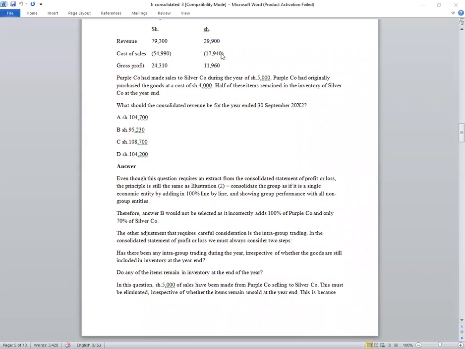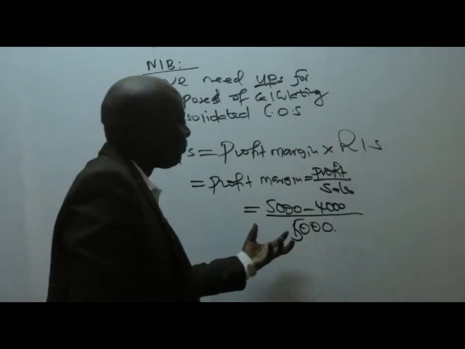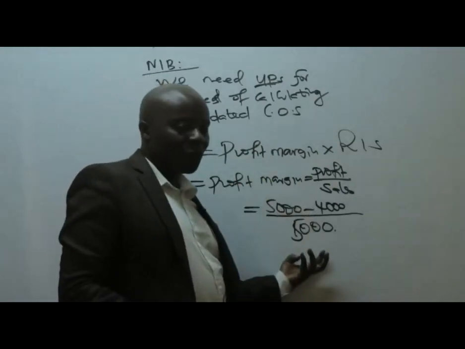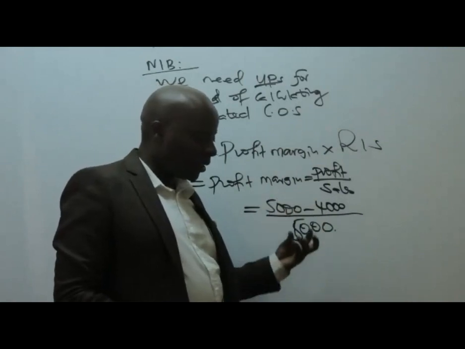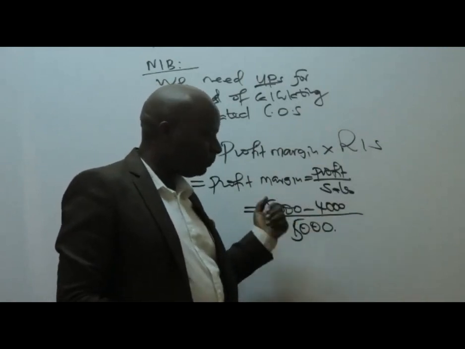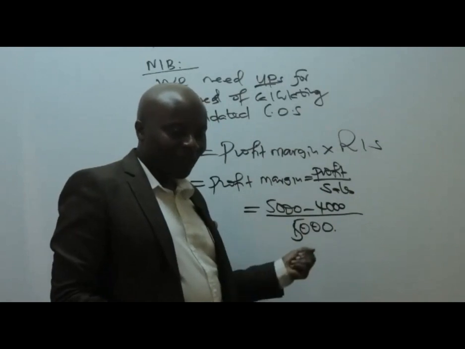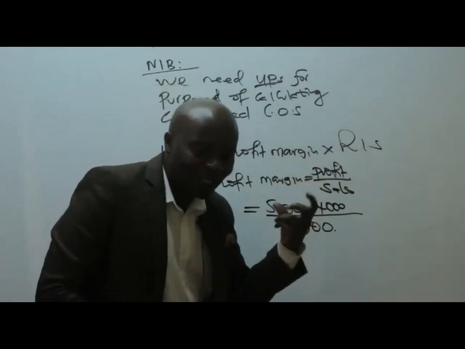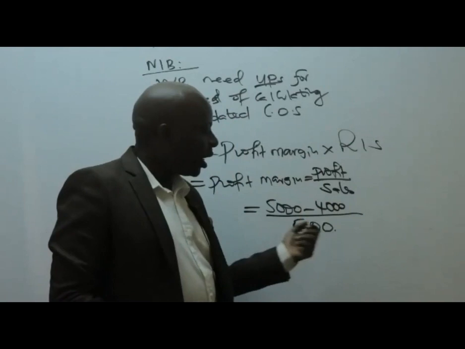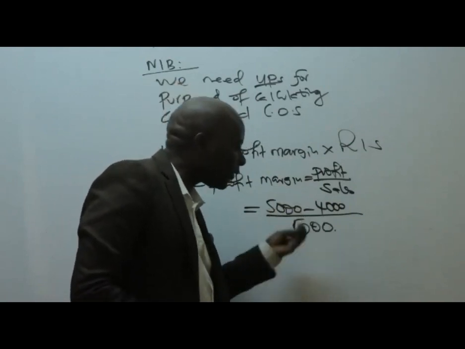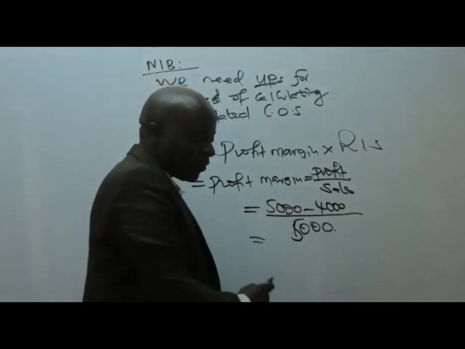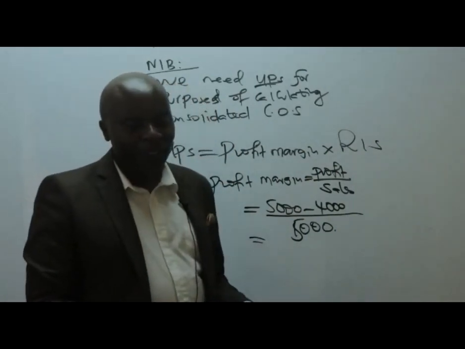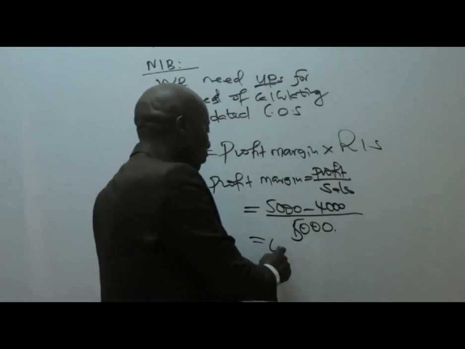So how do we get profit margin? Ladies and gentlemen, to get profit margin, we take the profit divided by the sales amount. So the profit out of this batch that the parent sold at 5,000, which cost them 4,000, is 1,000. So it will be 1,000 out of the sales amount of 5,000, which at the end of the day will give us how much, ladies and gentlemen? 0.2 or 20%. Thank you very much.